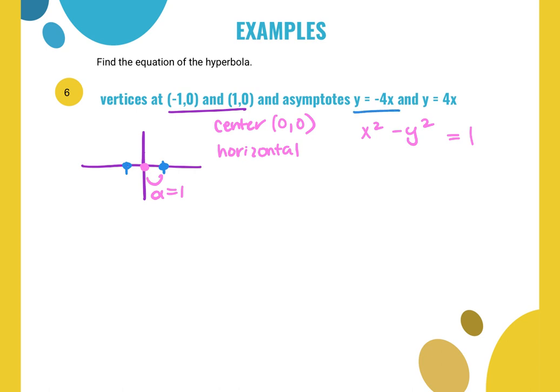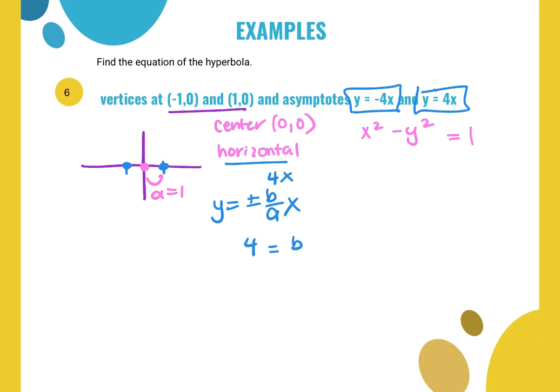Now, if I go to my asymptotes, I get y equals 4x and -4x. And the equation for the asymptotes when the center is at (0, 0) and it's horizontal is y equals plus and minus b over a x. Well, if this is supposed to be plus and minus 4x, then 4 would equal b over a. And I know a is 1. And that tells me b has to be 4.